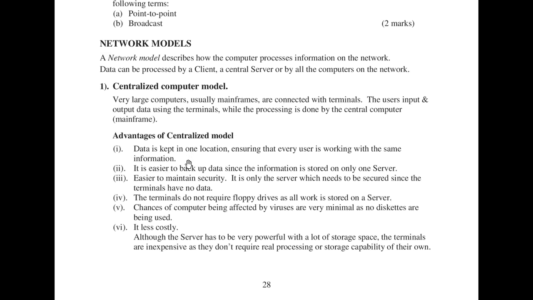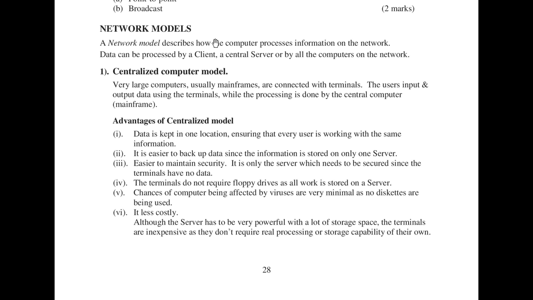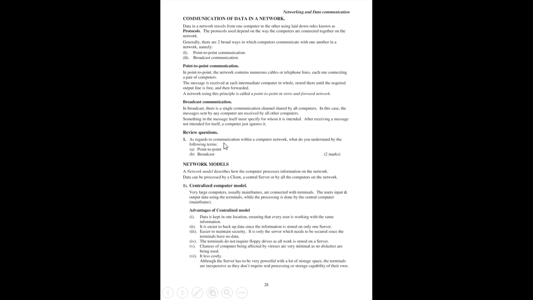Then you can also talk about the network models. We have peer-to-peer and centralized computer model. A network model describes how the computer processes information on the network. Data can be processed by a client, a central server, or by all computers on the network. And for that case, we have now centralized computer model. Very large computers, usually mainframes, are connected with the terminals. The users input and output data using the terminals, while the processing is done by the central computer. So we have that model of centralized computer.